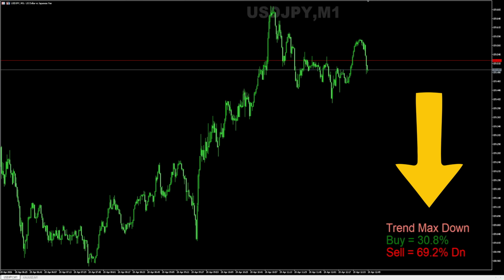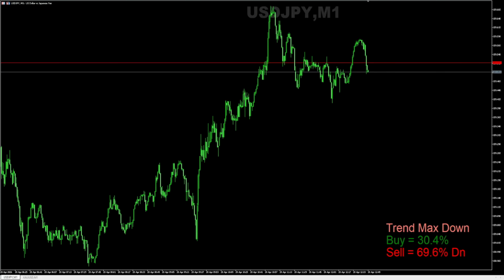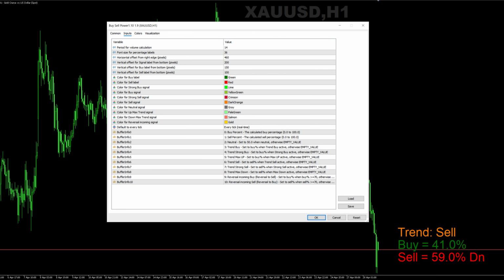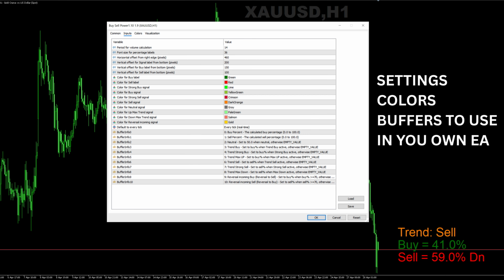All of this is displayed with three clean labels in the bottom right corner of your chart. The signal description at the top, then the live buy percentage, and below it the live sell percentage. You can move them, change font size, colors, everything. It's fully customizable. Now, let's talk about how the magic actually happens behind the scenes.